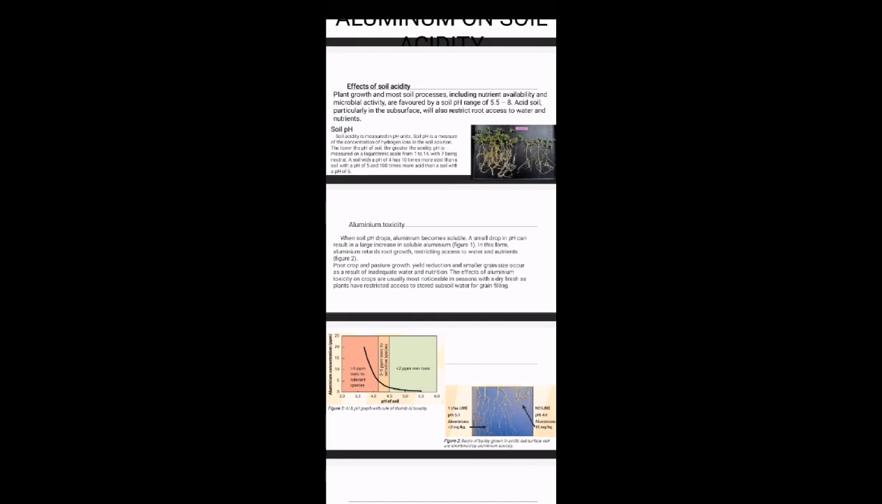Soil pH. Soil acidity is measured in pH units. Soil pH is a measure of the concentration of hydrogen ions in the soil solution. The lower the pH of soil, the greater the acidity. pH is measured on a logarithmic scale from 1 to 14, with 7 being neutral. A soil with a pH of 4 has 10 times more acid than a soil with a pH of 5 and 100 times more acid than a soil with a pH of 6.